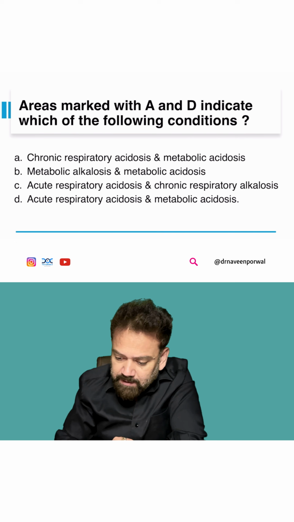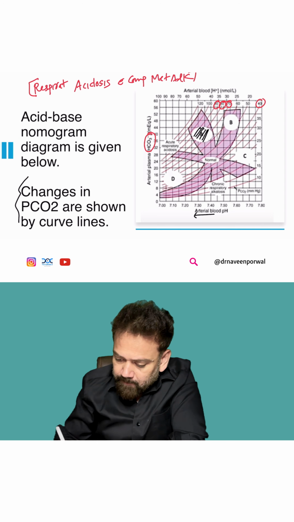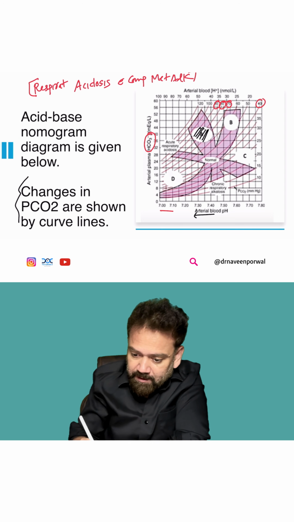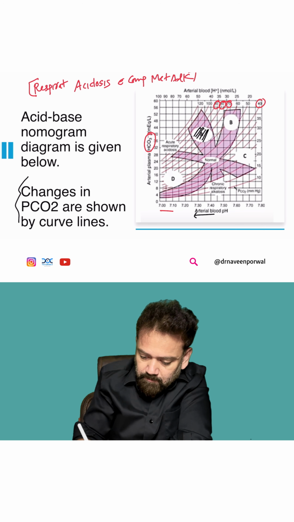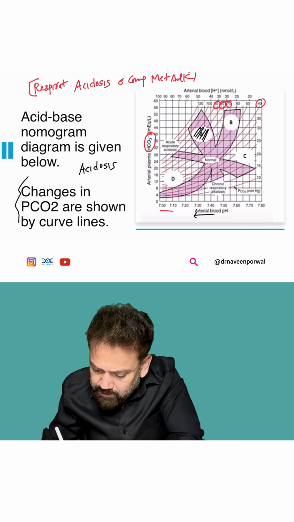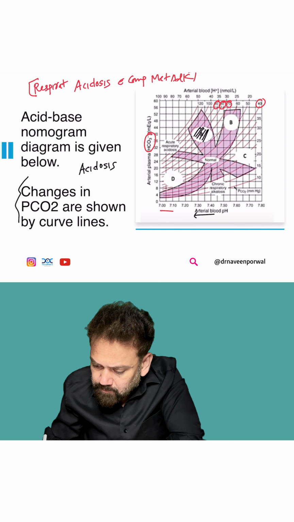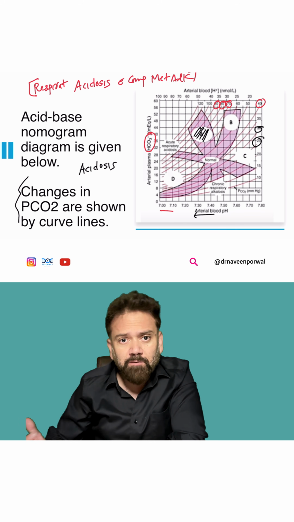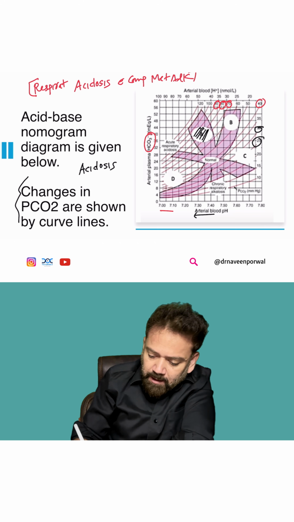Now the second area is area D. Okay, this is area D. I can see here pH is very less, again acidosis. And CO2 here is 30, 25, so less than 40. Less than 40 is alkalosis. So it can be respiratory alkalosis.